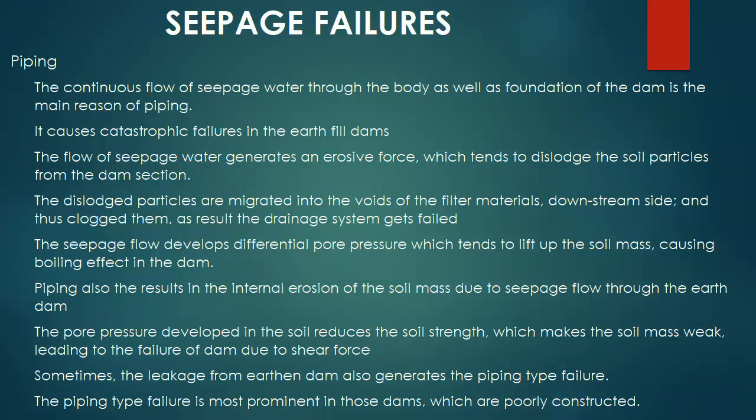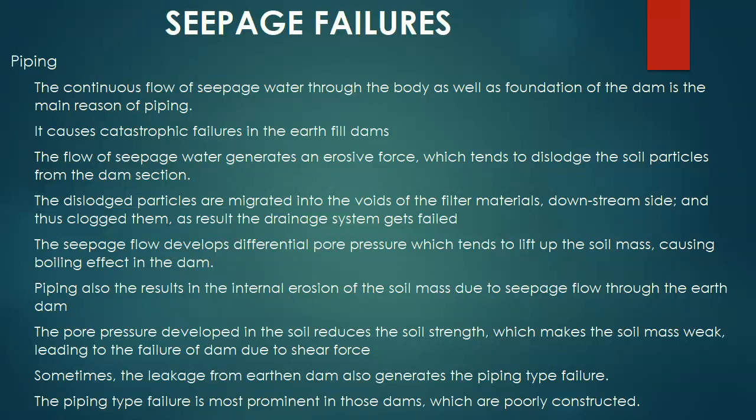The seepage flow develops differential pore pressure, which tends to lift up the soil mass, causing a boiling effect in the dam. Piping also results in the internal erosion of the soil mass due to seepage flow through the earth dam. The pore pressure developed in the soil reduces the soil strength, which makes the soil mass weak, leading to the failure of the dam due to shear force.